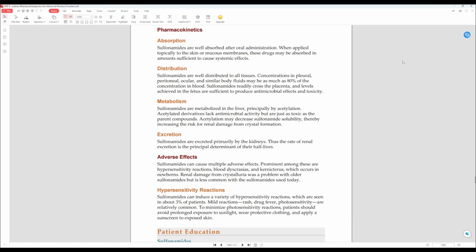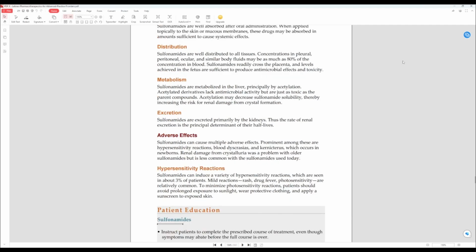Its excretion. Sulfonamides are excreted primarily by the kidneys. Therefore, the rate of renal excretion is the principal determinant of their half-life.